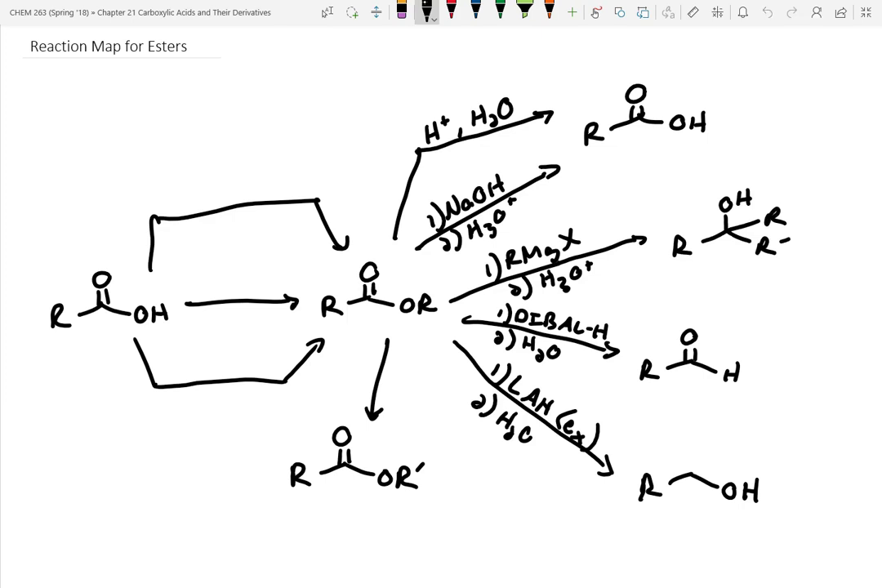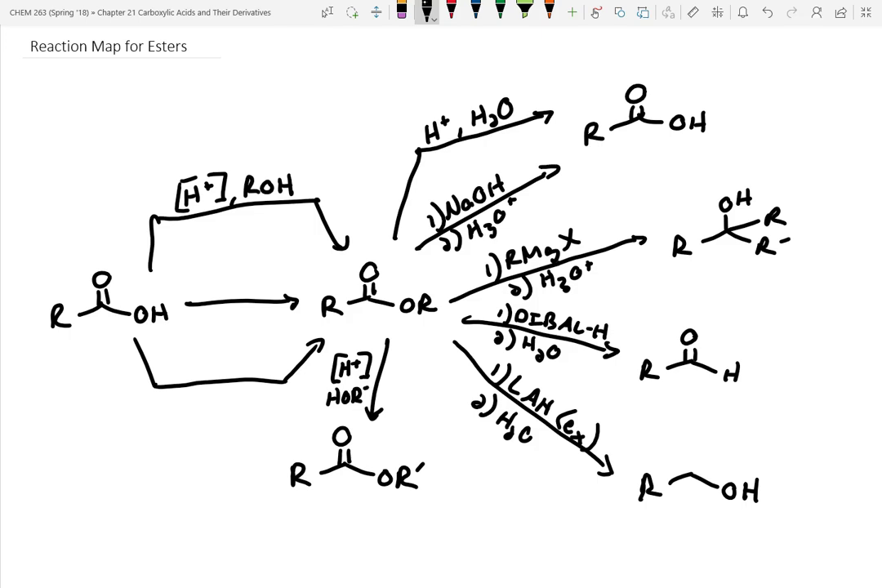All right, how do we go from one ester to another ester? We need acid, and then our separate alcohol, right? So that was our transesterification, going from one ester to another. All right, and then conversely, going from a carboxylic acid to an ester, so we're going the forward direction. We've got a few different ways. First way was with our acid and our alcohol. That was the Fischer esterification.